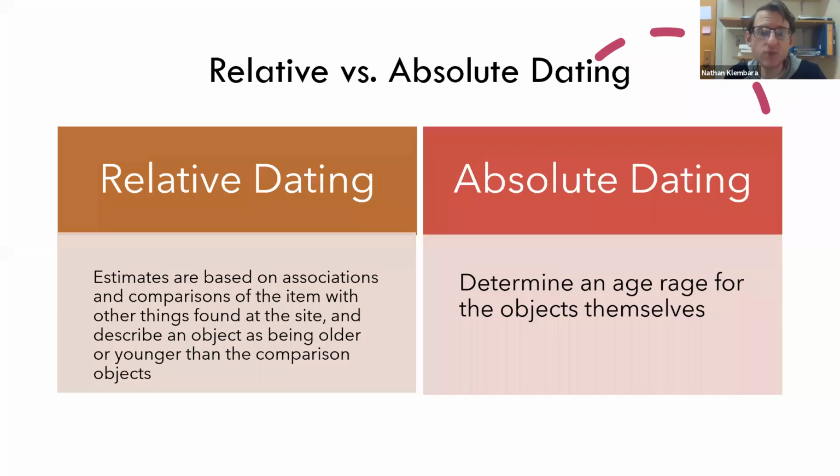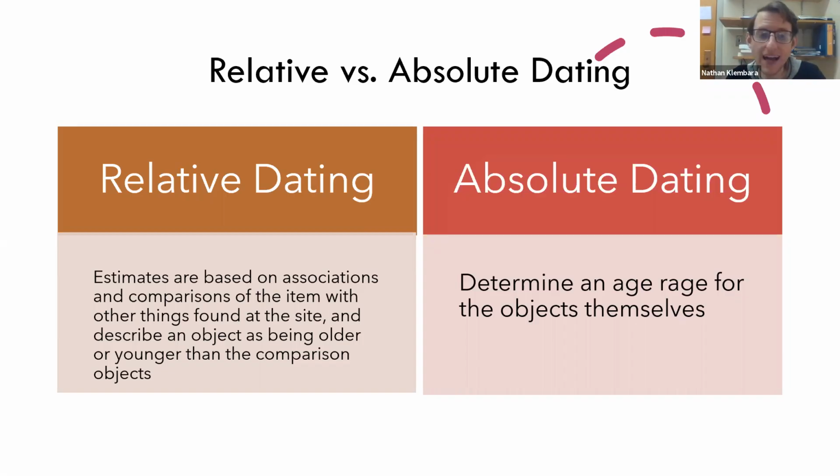The other distinction we have to make is the distinction between relative dating and absolute dating. A lot of the time what we want is absolute dating, and this is where we determine an age for the objects themselves. And so this is where we say an object is 3,000 years old, right? So it gives you an absolute date. It gives you a date on the calendar that this object comes from. That's preferable. However, again, even though it's preferable, most archaeological artifacts are not dated this way.